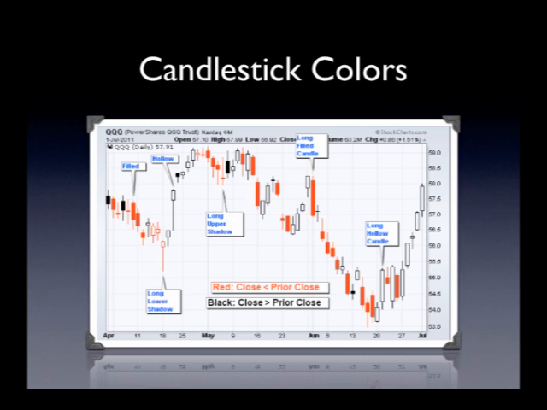Now, candlesticks can also be colored. So we know what a hollow candlestick is, or a white candlestick. We know what a black candlestick is, or a filled candlestick. A red candlestick adds another dimension to it. And red tells you the difference between today's close and the previous day's close. If it was down, then the candlestick is red. If it was up, then the candlestick is black. So that just gives you a little more insight into the day's action.